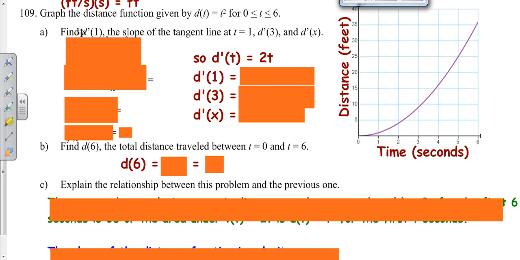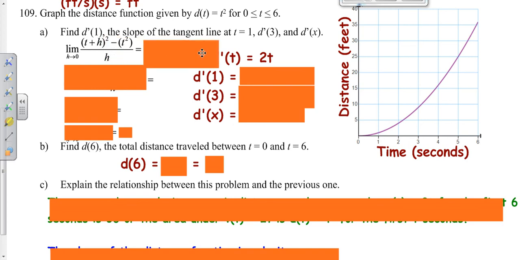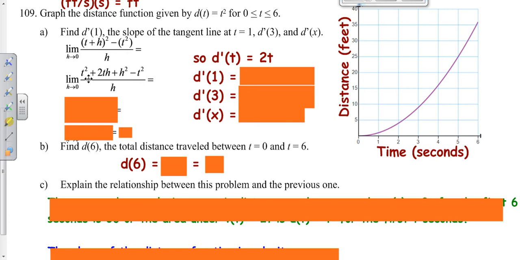Then it asks you to go ahead and find the slope of your tangent line. Well, the slope of your tangent line, remember, is your IROC formula. So we got to do the IROC formula on our t squared. So we'll have the limit as h goes to 0 of t plus h all squared minus our original function, all over h. FOIL out the top here. Our t squareds drop. Notice everything then has an h in it. You can take that out. Then we can go ahead and plug in 0 for our h. And then we get 2t.